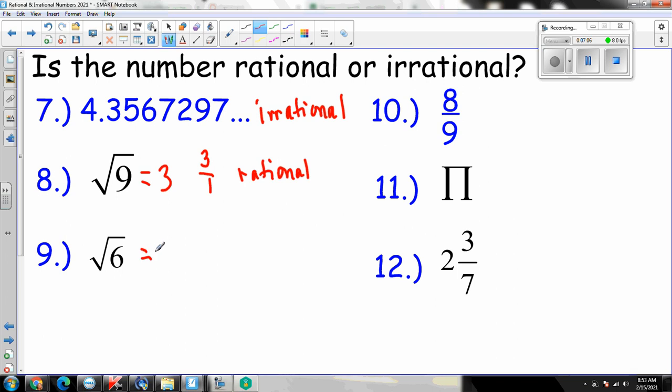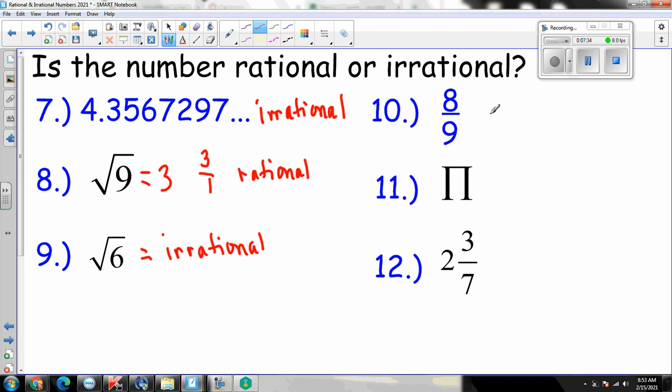Number 9, square root of 6. Is there a number times itself to give you 6? No. If I took the square root of 6 on a calculator, it would actually be a decimal that kept going and didn't repeat. So this is irrational. So anytime you have a square root of a number that's not a perfect square number, it's going to be irrational.